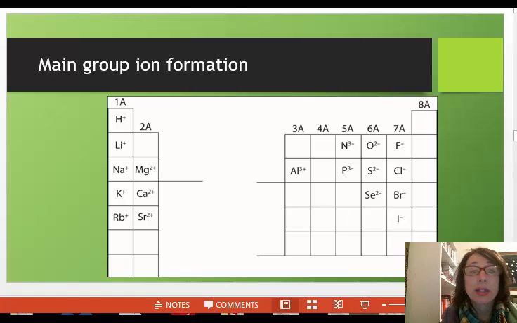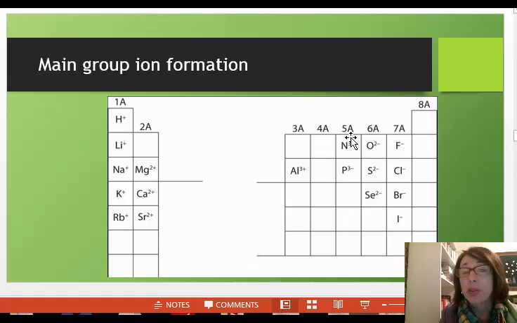This graphic is a summary of main group ions whose charges you need to know. Family 1A has a +1 charge, family 2A has a +2 charge, aluminum in family 3A has a +3 charge. Notice that metals have a positive charge, and hydrogen is the only nonmetal that tends to have a positive charge.